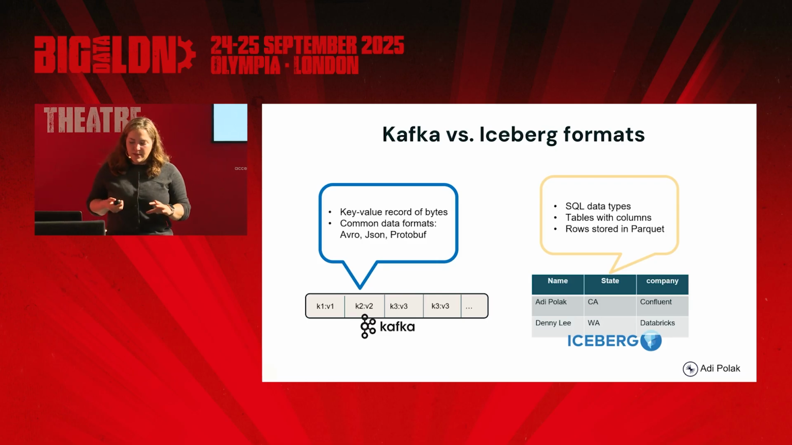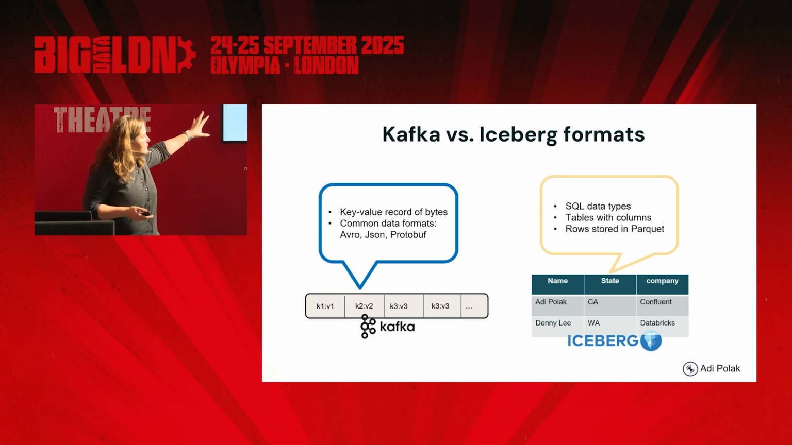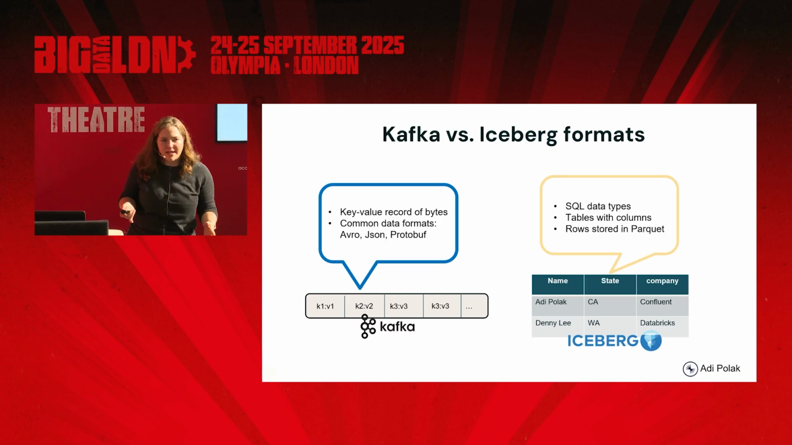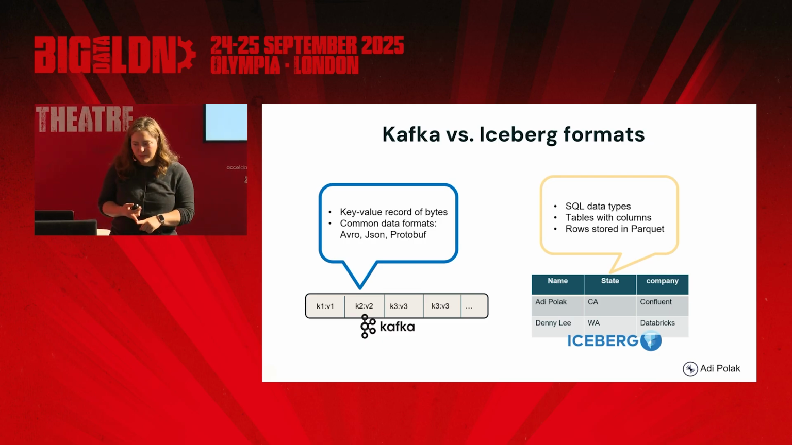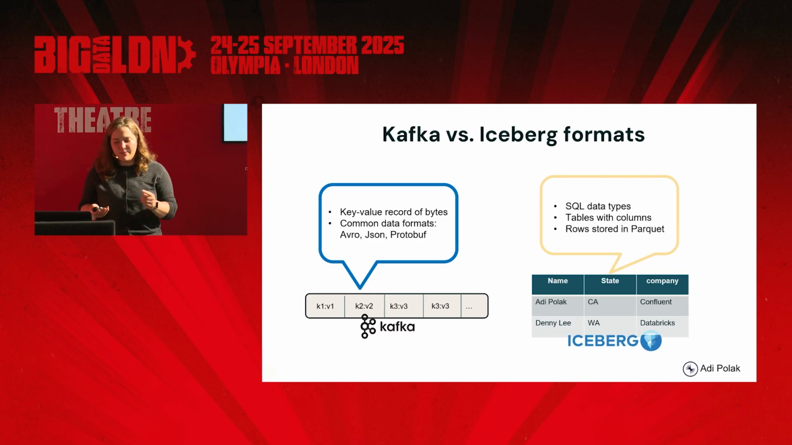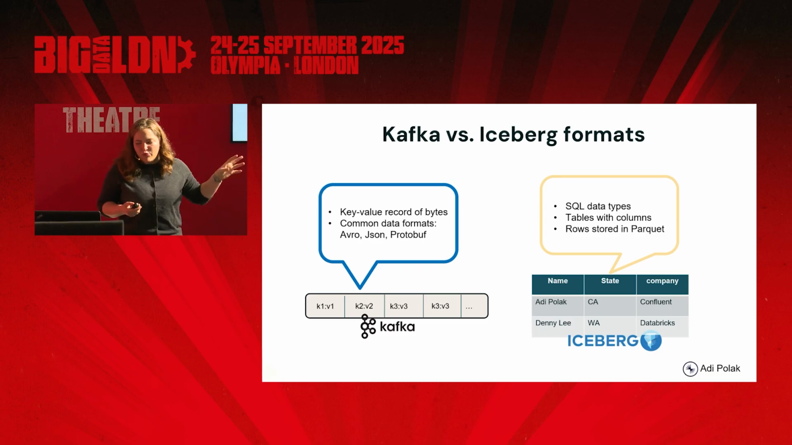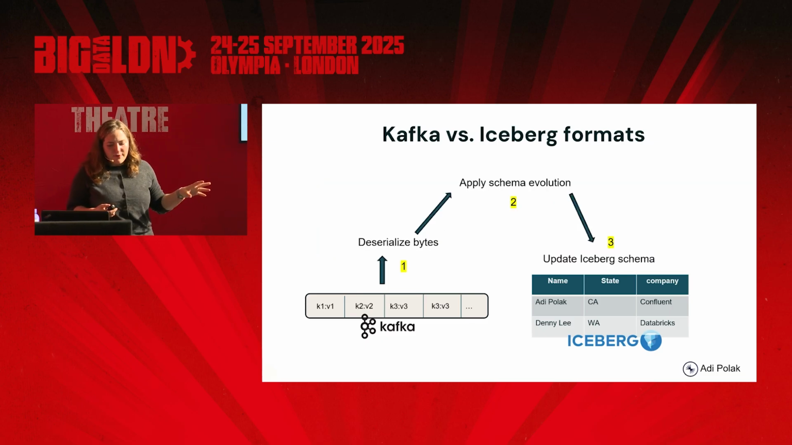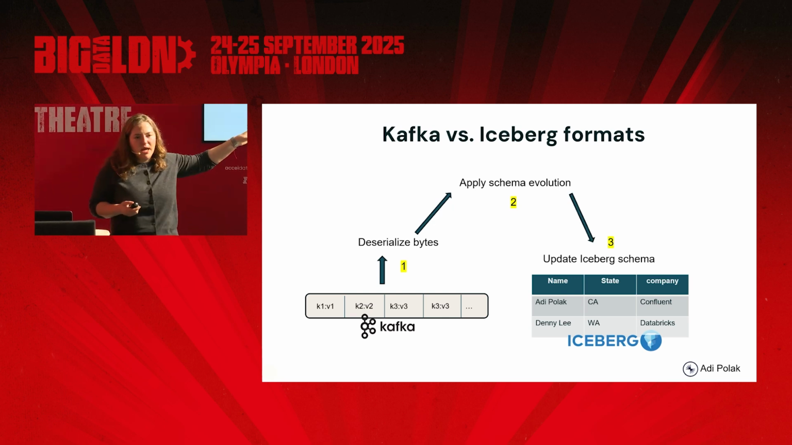So how do we do it? Kafka, on my left side, has key value records of bytes, with common data formats available for me to use, Avro, JSON, protobuf, and so on. On the other side of the world, I have very structured tables, SQL data types, tables with columns and rows stored in Parquet, and so on. And I want to bridge between them. So I want to have some schema evolution when I'm taking those bytes and running some deserialization on top of that data.